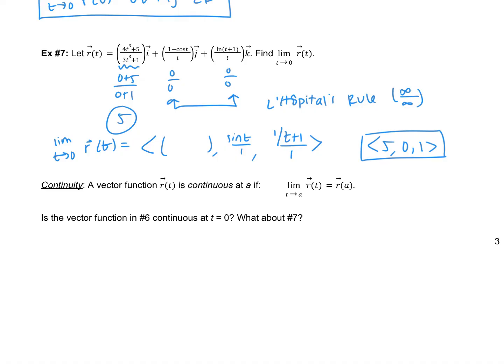Okay, last very quick topic is continuity, and this should be familiar off of the continuity that you've done previously. A vector function is continuous at a specific value of a if the limit as t approaches a is equal to the value of that function at a. So real quick, is the vector in number 6 continuous at t equals 0? Yes, it is. All we did was plug in t equals 0 to each of the 3 functions. And in number 7, definitely not. And that's because y and z were not defined at 0.